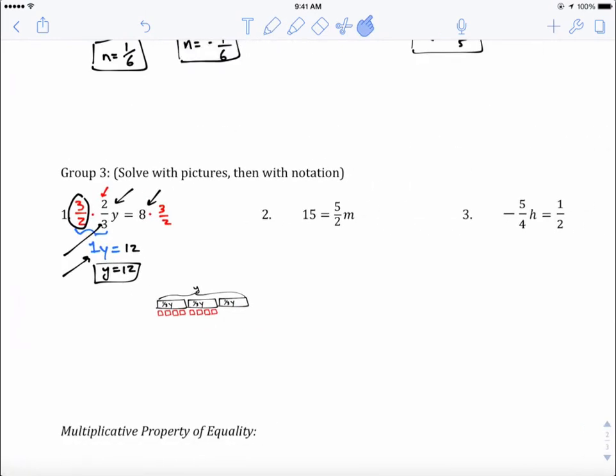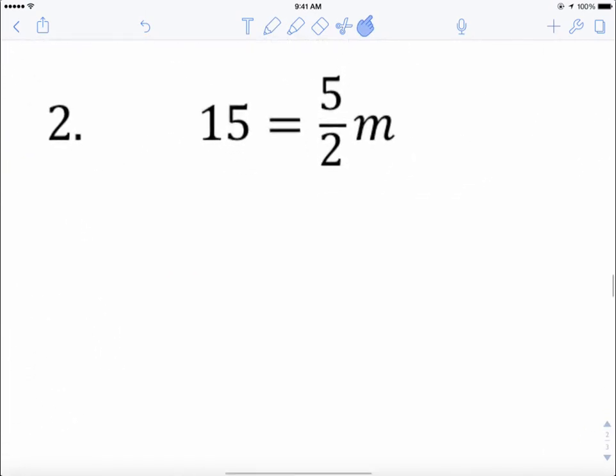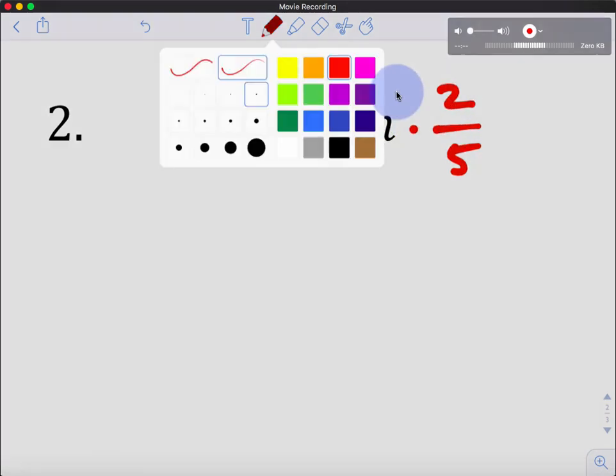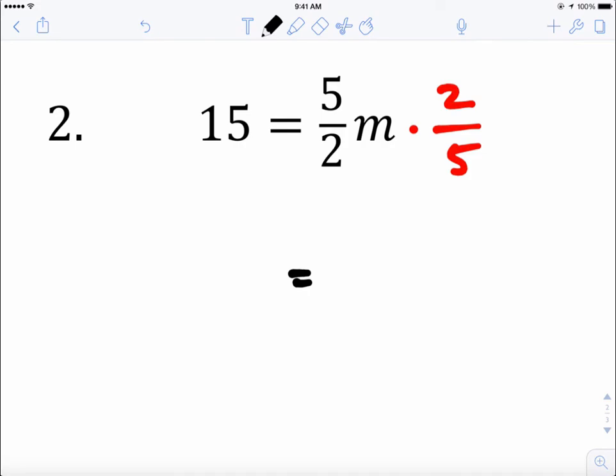Aha! So in this case, in our second example, we've got 15 equals 5/2 times m. Let's multiply the right-hand side by 2/5. We have 5/2 of m here. I want only 2/2 of m. I want to have just 1m. I know that 5 times 2/5 is 1. So the right-hand side is going to become 1m.